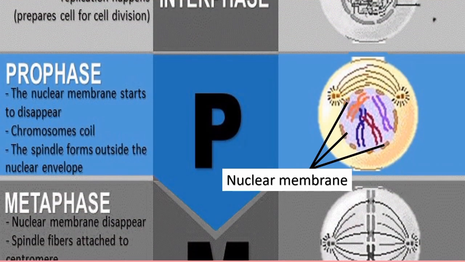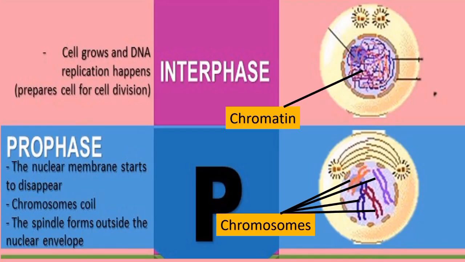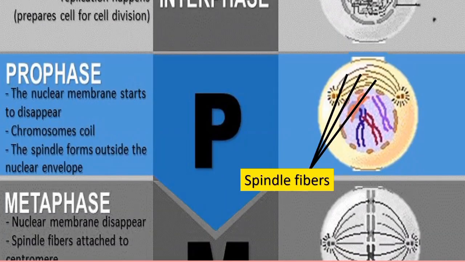During prophase, the nuclear membrane starts to disappear or disintegrate. Also, during prophase, the chromosomes coil or condense. Comparing prophase and interphase, during prophase, we have chromosomes which are condensed structures of chromatin. So during interphase, we have chromatin, and ang chromatin ay nag-condense or nag-coil forming visible chromosomes. Another event during prophase, we have the formation of spindle fibers.